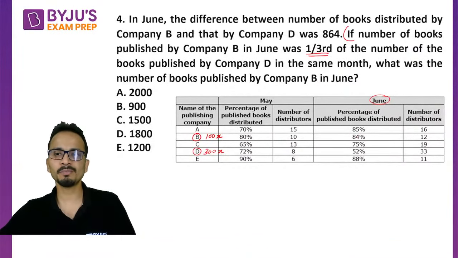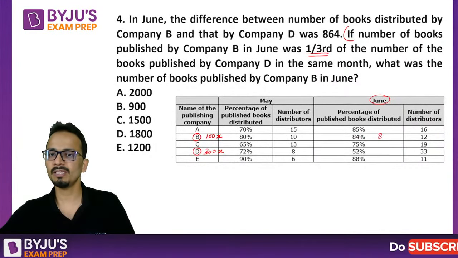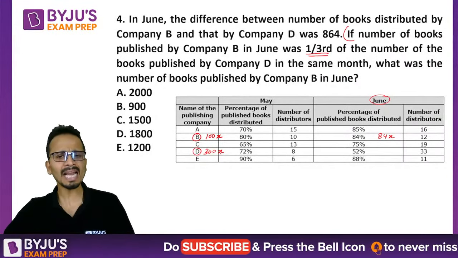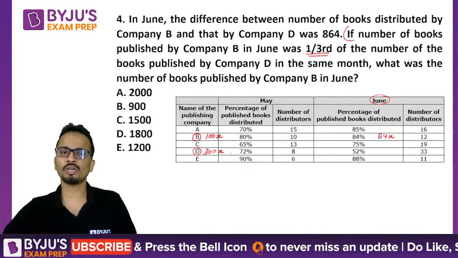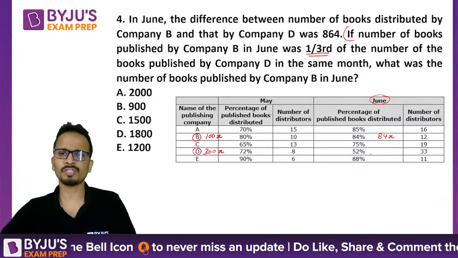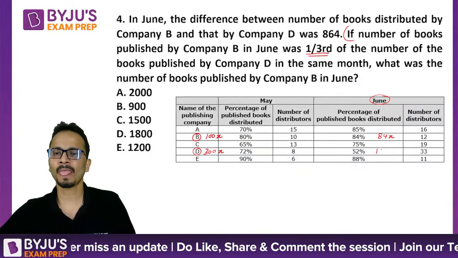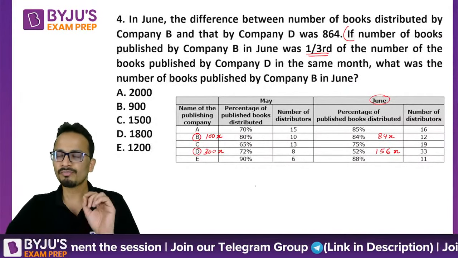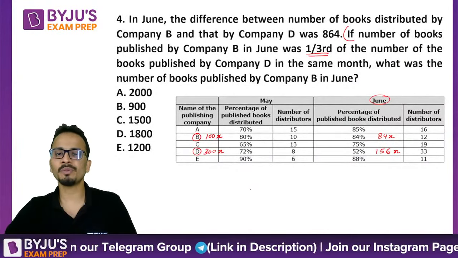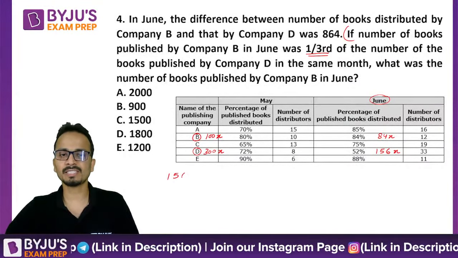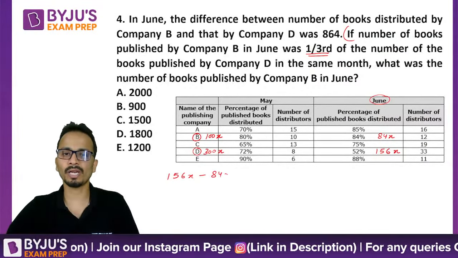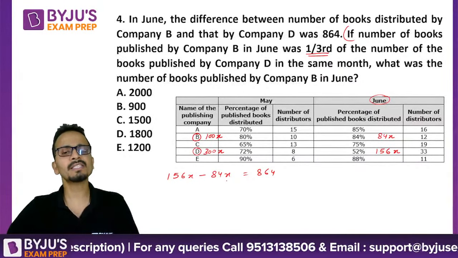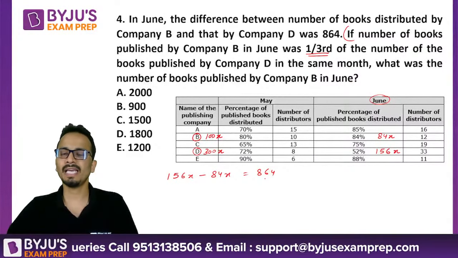So number of books distributed by B in June will be 84% of 100x, that is 84x, and by D will be 52% of 300x. So 52% of 300x will come out to be 156x, right? Now the first statement gives you the difference between these two values. 156x minus 84x is given as 864.